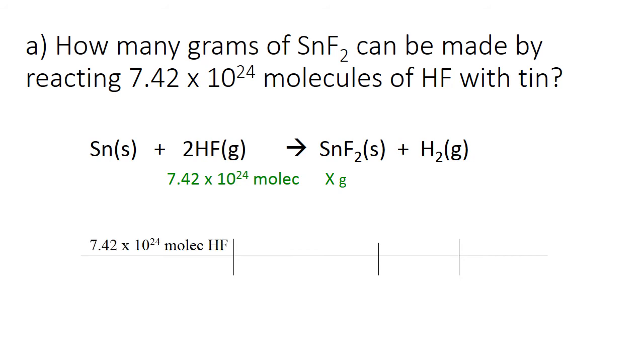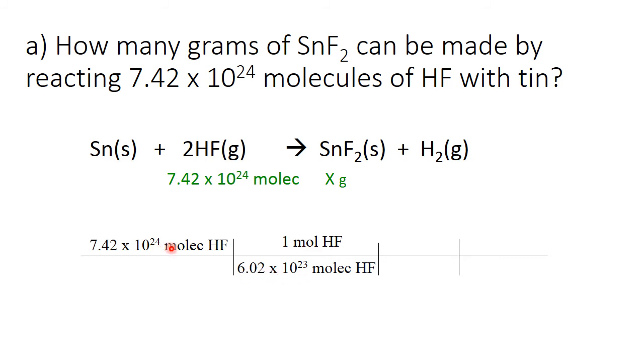So we have molecules. How do we go from molecules to moles? So that's the first thing we need to do. Since we have this balanced equation, and the balanced equation gives us a mole ratio, then we need to convert our molecules to moles of hydrogen fluoride or hydrofluoric acid. And we're going to do that by dividing by Avogadro's number, because we know in 1 mole of any substance, these are the number of particles we have.